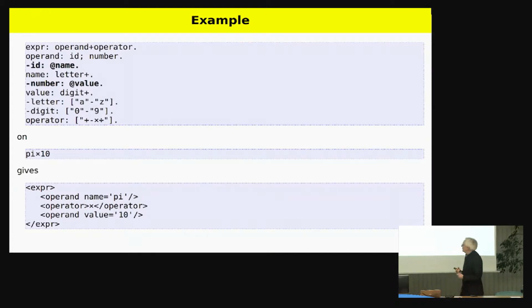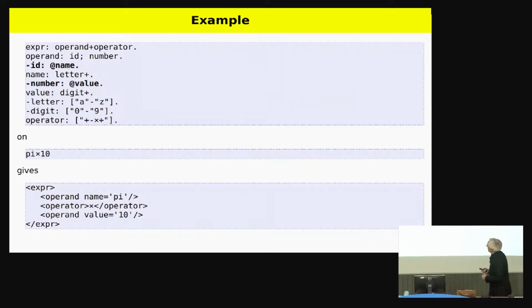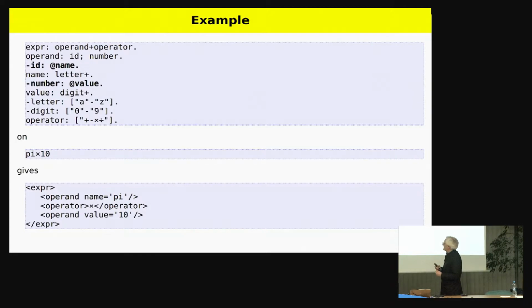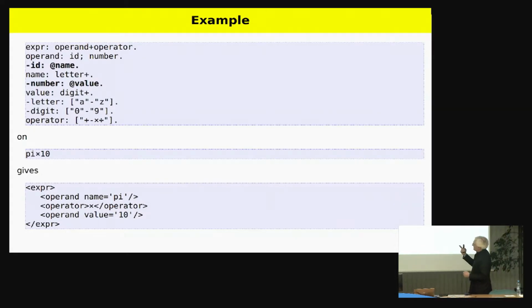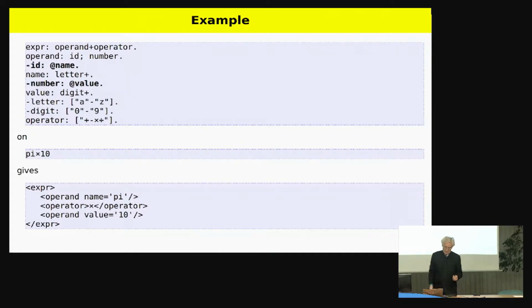So just to give an example, using the same expression grammar that I just used, here I've said that an operand is either an identifier or a number, and I've said an identifier is not serialized, but it has a name attribute. And so that means the name attribute will be pushed up to the operand level. So pi times 10 now gives you this operand name equals pi. That's the only odd thing, or maybe an initially unexpected thing, that happens with serialization.